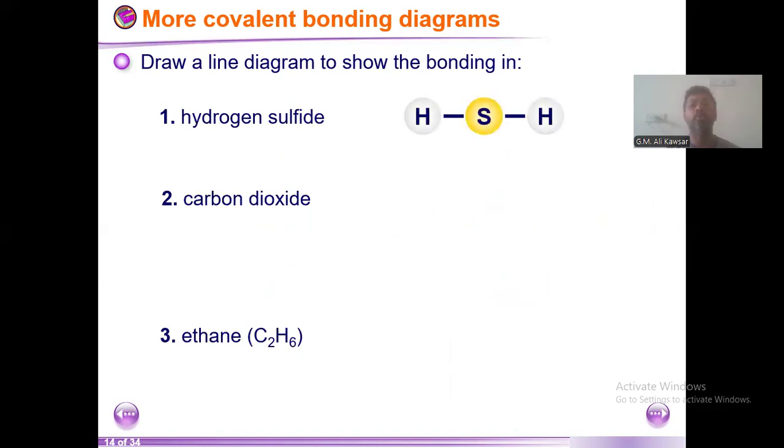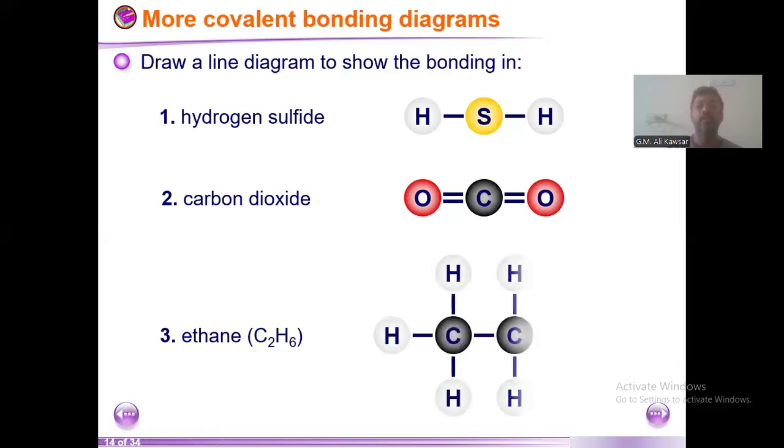We can also show different covalent molecules like this: hydrogen sulfide, carbon dioxide, and ethane. In every case, you see the solid lines to indicate the covalent bonds. I hope you understood covalent bonding, and our next topic will also be related to covalent bonding, that is covalent structure. I hope all of you will attend my next class, and in the next class we'll discuss covalent structure. Thank you very much.